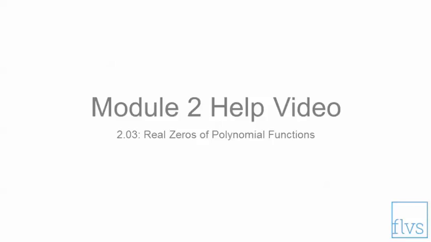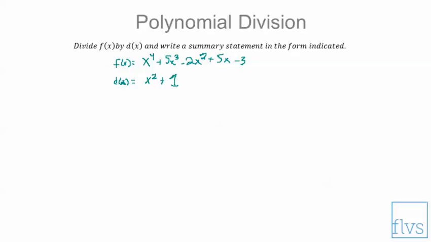This video will help you with your Module 2 Assignment 2.03, Real Zeros of Polynomial Functions. So the first question says, divide f of x by d of x and write a summary statement in the form indicated. So they gave us f of x here at the top, and they gave us d of x here at the bottom.